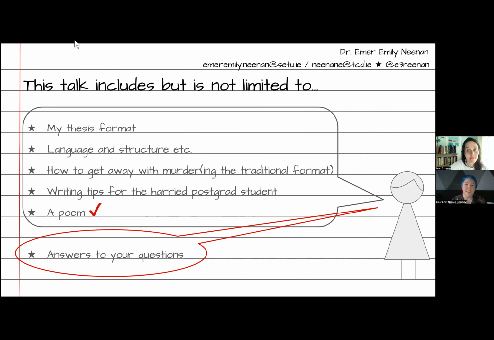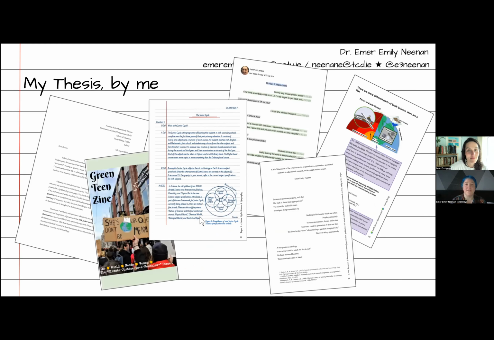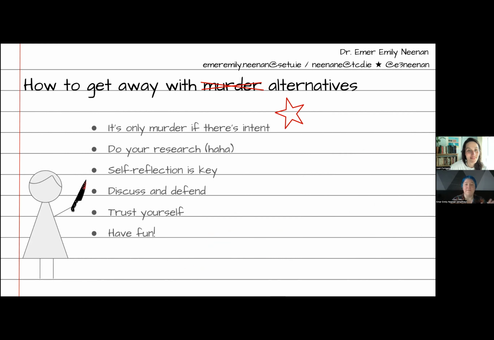So very briefly, I've already told you about my thesis format as well. We've talked about language and structure. So I'll just give you my tips. That's my thesis. We've done that. It's only murder if there's intent. If you want to do something really, really different, don't just do a bunch of stuff that's not the way that you've been taught. You have to be intentional about what you're going to do. If there's no intent, it's just manslaughter. Don't manslaughter your thesis.